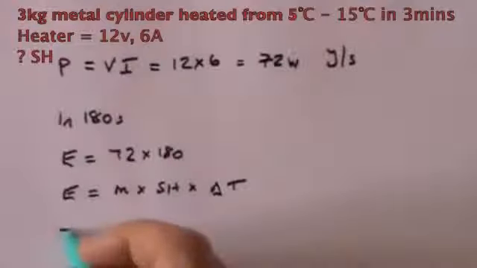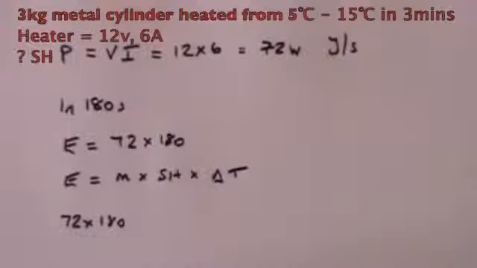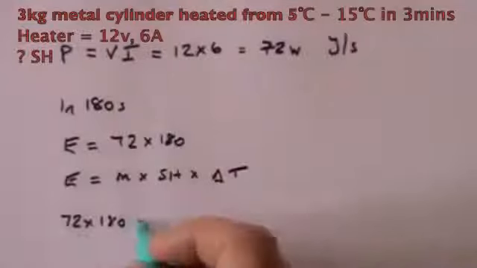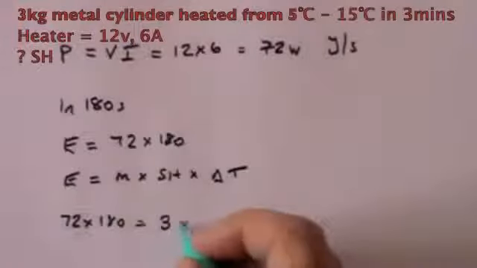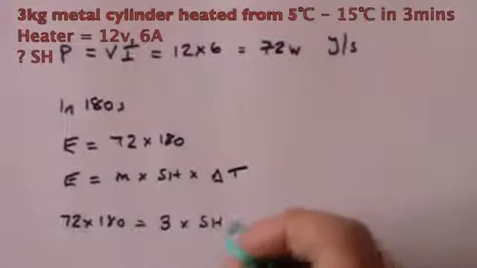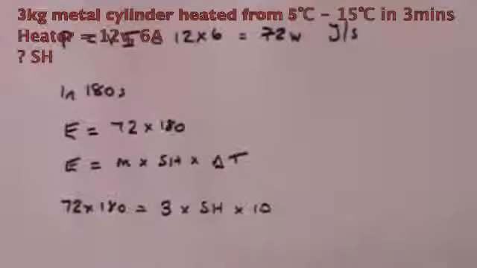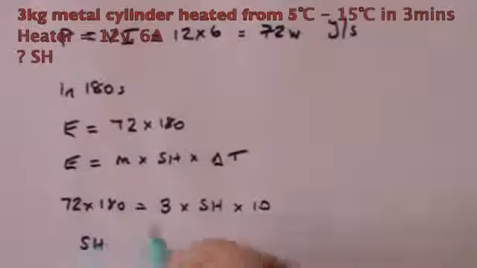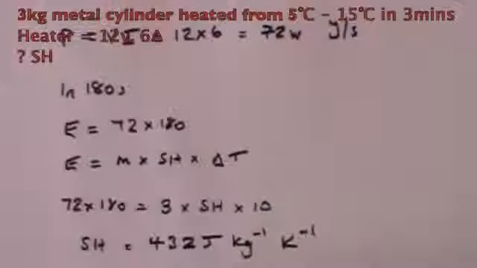So now we can write that 72 times 180, which is the number of joules that goes in 3 minutes, 180 seconds, is going to equal the mass, which was a 3 kilogram mass, times the specific heat, which we don't know, times the change in temperature. Well, it went from 5 to 15, so that's a change of 10 degrees. And if you multiply that out, you should get that the specific heat is equal to 432 joules per kilogram per degree Kelvin, or per degree centigrade, as you wish.